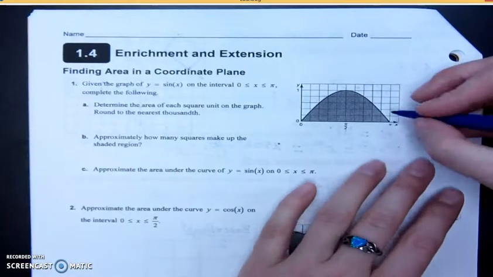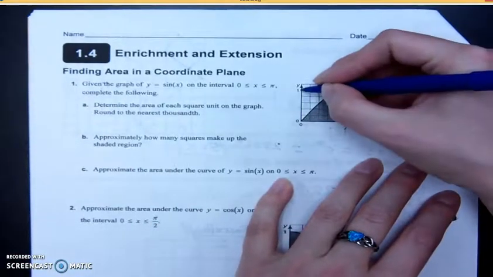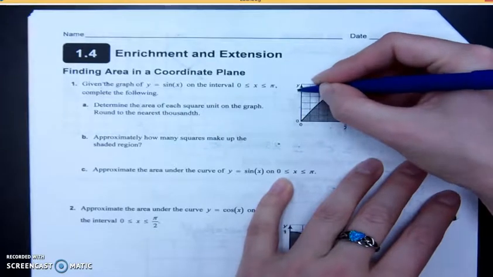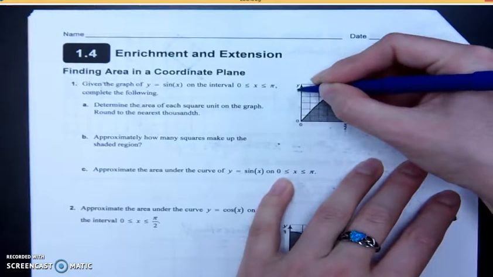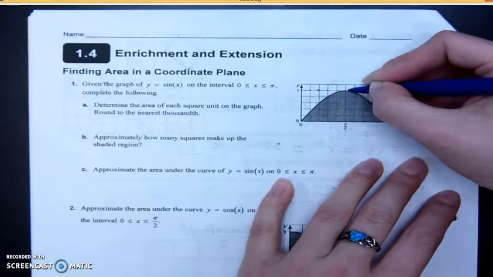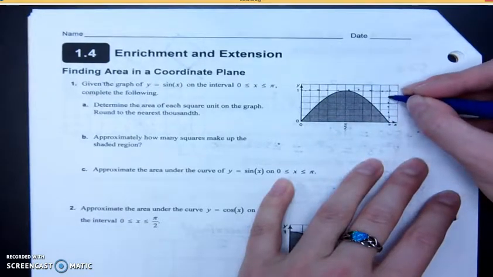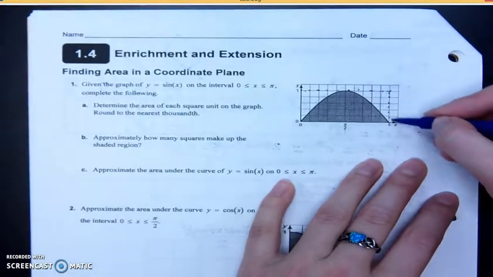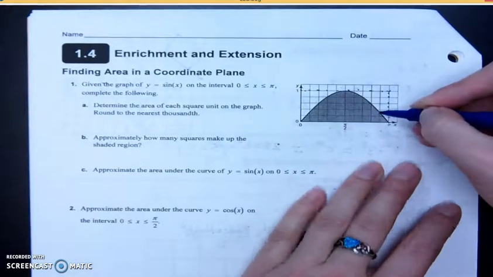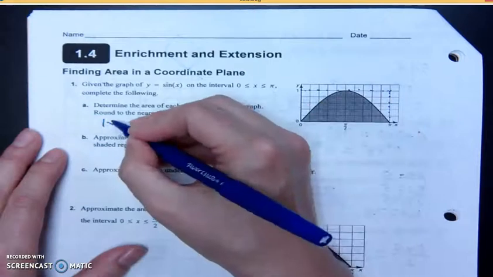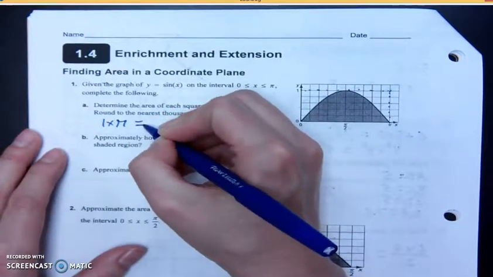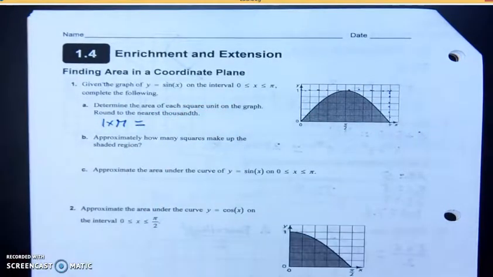Okay, so the easiest way to figure out one square is, this side is 0 to 1, so the 1 is all the way up here. So I'm going to draw a square out here, and then this side is pi. So I'm going to start by finding the area of the whole big rectangle that I just drew. That would be 1 times pi, which equals approximately, do you guys remember what pi is? 3.14.